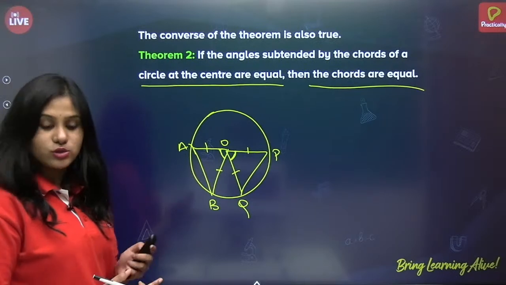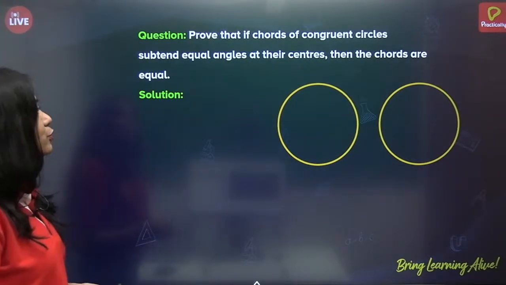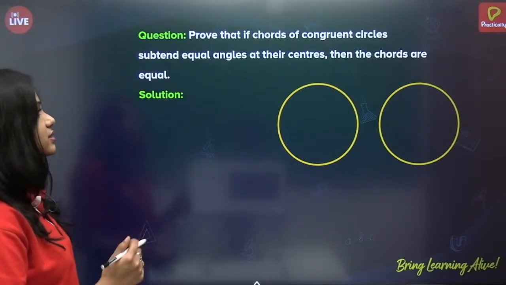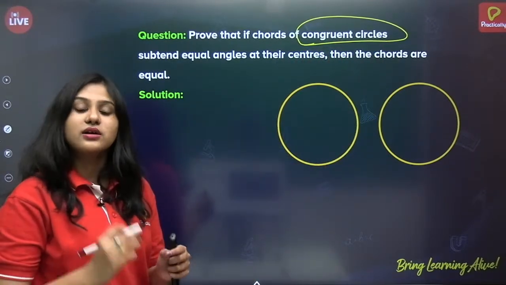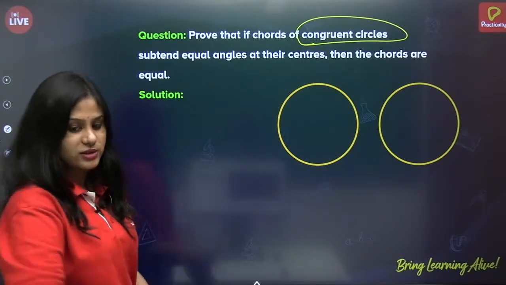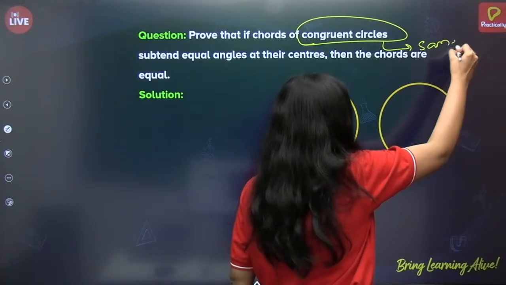So that first theorem is done. Second theorem, the converse, is also done. Let us solve a question. Prove that if the chords of congruent circles subtend equal angles at the center. But what is meant by congruent circles? That is, circles which have the same radius are known as congruent circles. Okay. So this is the same radius.